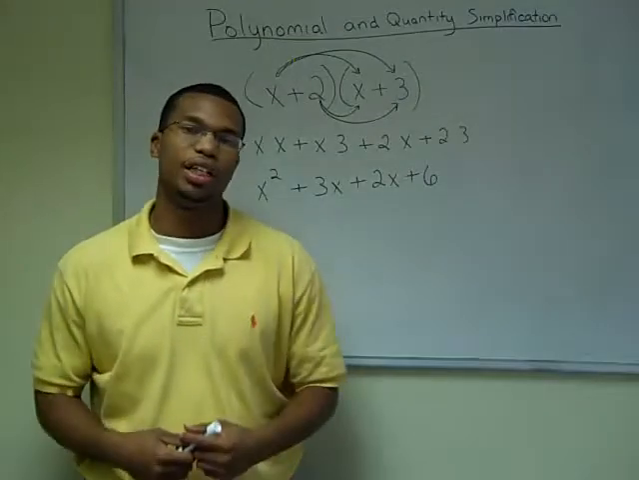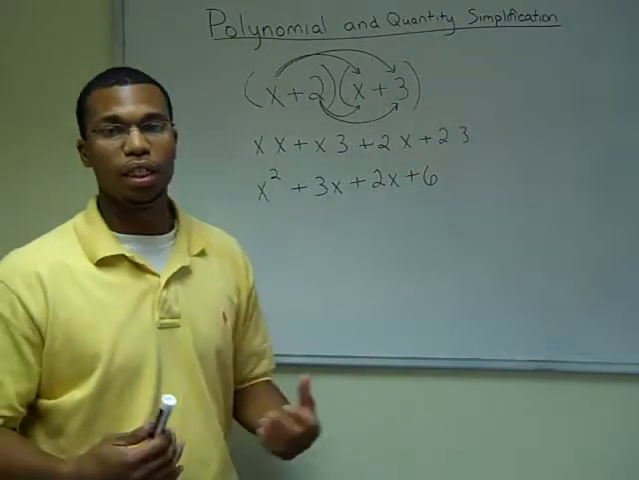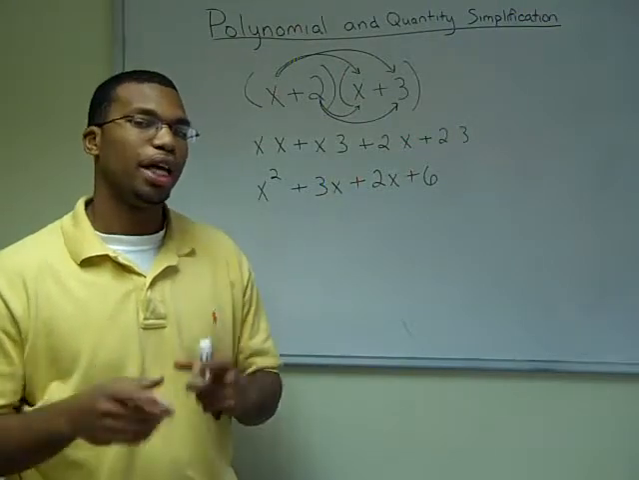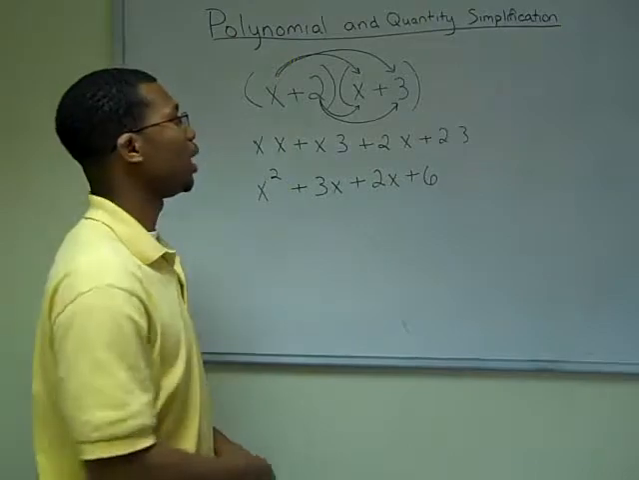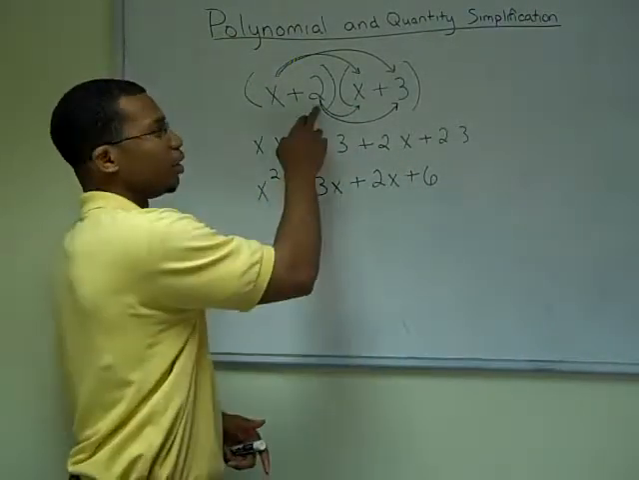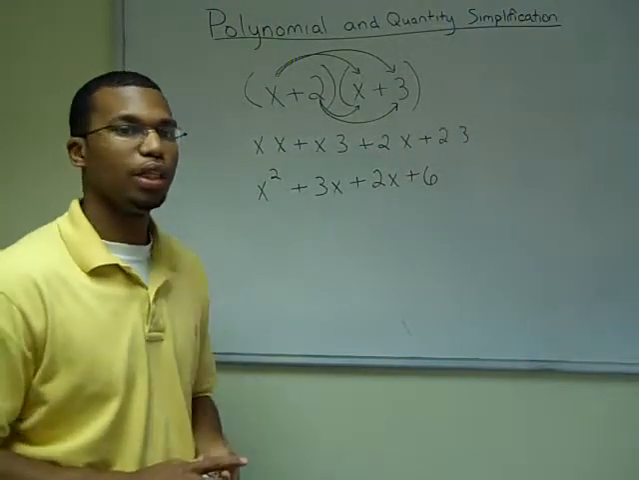Okay, now we're going to go to the next step. Now we're going to have two terms in a quantity and multiply it by another quantity. So when we do that, we will take the first term in the first quantity and multiply it by each of the terms in the second quantity, and also take the second term in the first quantity and multiply it by each of the terms in the second quantity.